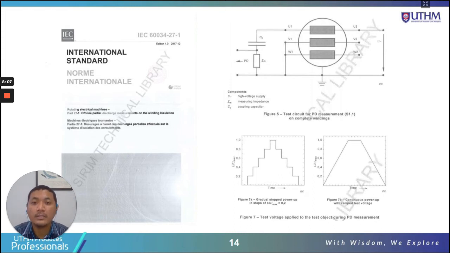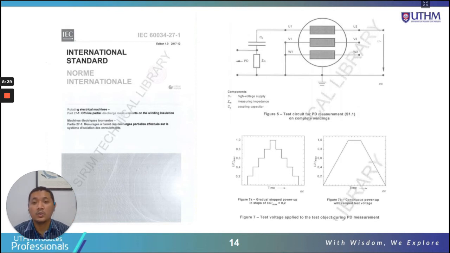So in this case, IEC 60034-27-1 is for rotating electrical machines, also electrical machine, motor or generator. 60034 is the code for rotating electrical machines. Part -27-1 is for offline partial discharge measurement.